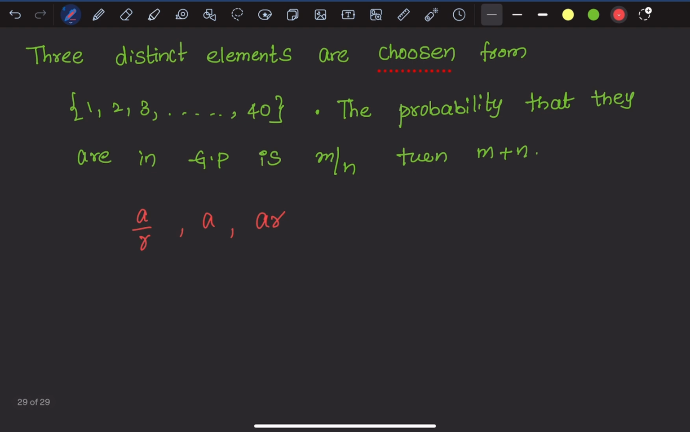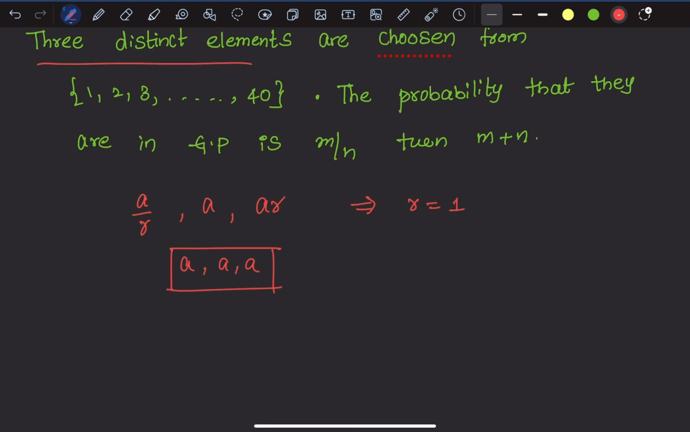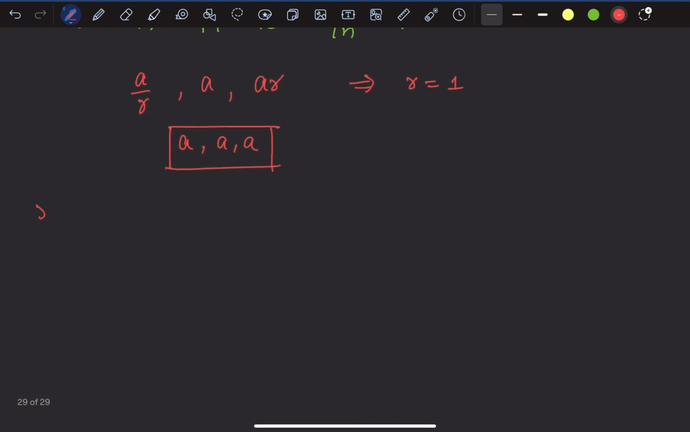Now if R is equal to 1, this will become A, A, A, which should not be the case, since we have to choose 3 distinct elements. So let us say R is equal to 2, then this will become A by 2, A, A.